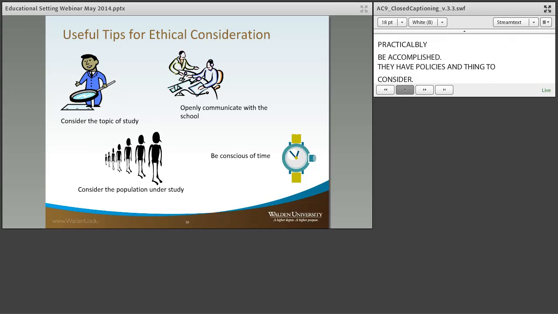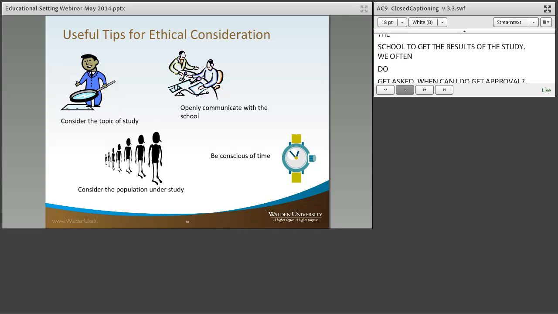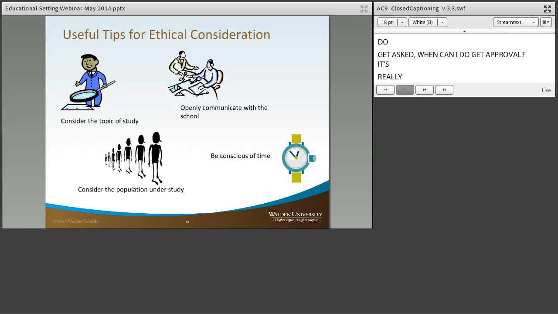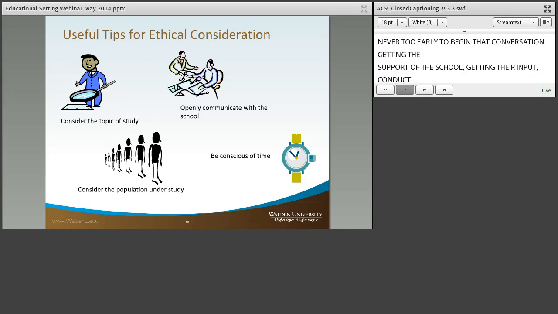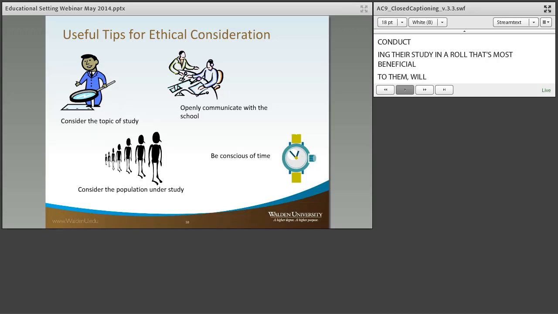We expect our researchers to go back to the schools to provide the results of the study, but we do often get asked, when can I get approval? It really is never too early to begin that conversation, because getting the support of the school, getting their input, and conducting the study in a way that would be most beneficial to them will ultimately benefit the student as well, because it can only strengthen their study and help them understand the steps they need to take to move this study forward. So do you want to advance to the next slide, Lori?